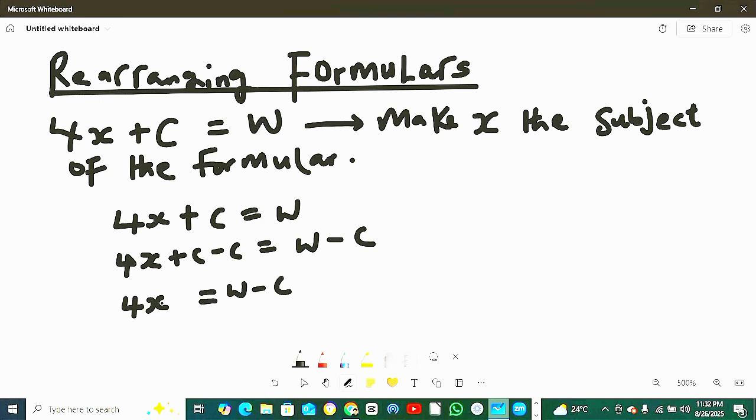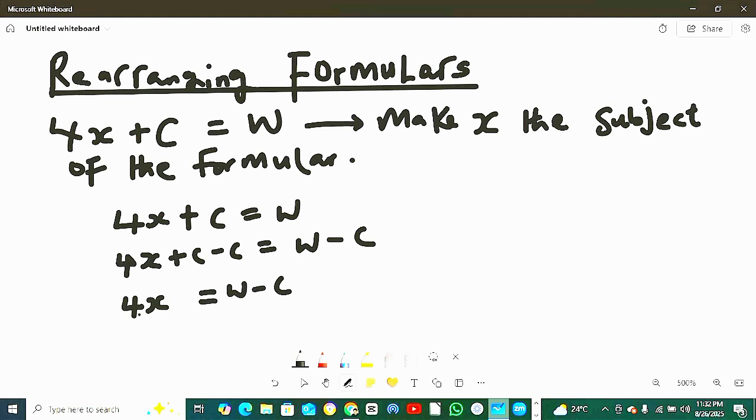So we are still trying to make x the subject. In this situation now, x is still not by itself, so we have to eliminate 4. And the rule says to eliminate, you have to introduce the opposite of the arithmetic symbol. Earlier on it was positive, so we introduced negative to eliminate the c. And whatever we do here, we do here.